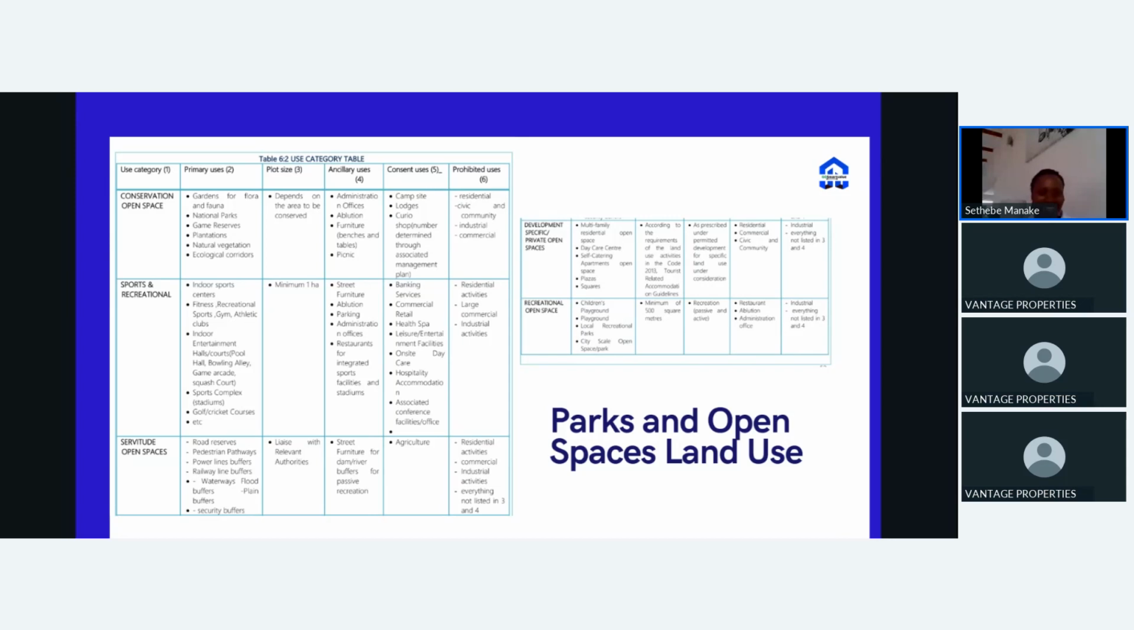Multifamily residential, or you can do a self-catering apartment in the open space, but you must know which category under parks and open spaces this falls under. This one falls under development specific or private open spaces, right? So these things are actual categories within parks and open spaces. It's not everything that falls under that category.